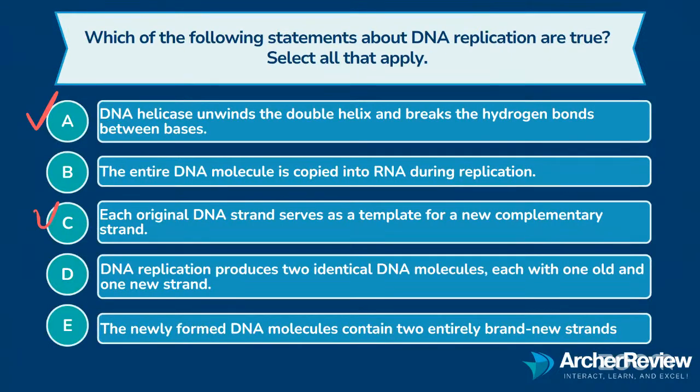All right, now answer D. Let's talk about answer D. DNA replication produces two identical DNA molecules, each with one old strand and each with one new strand. I just said that. So that makes that a correct answer.